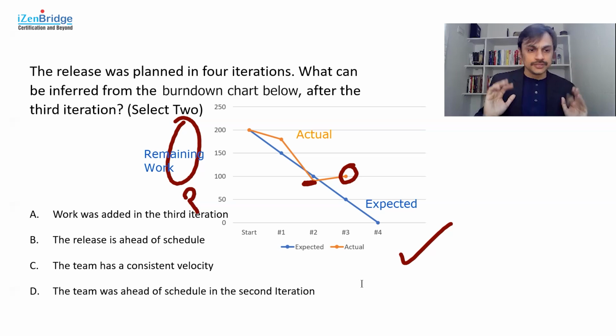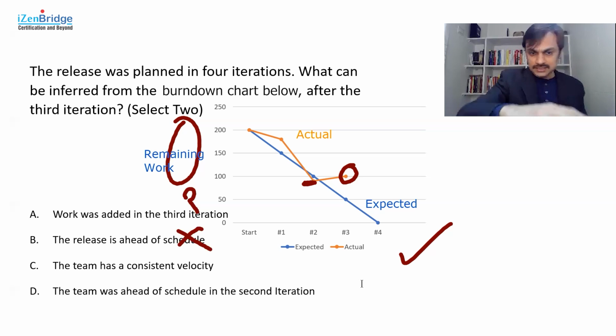Then I go to option 2. The release is ahead of schedule. Definitely this cannot be interpreted. I can't say this is ahead of schedule. I can clearly see it's behind the schedule. So this is anyway out. This is not true. I can't interpret that information from here.